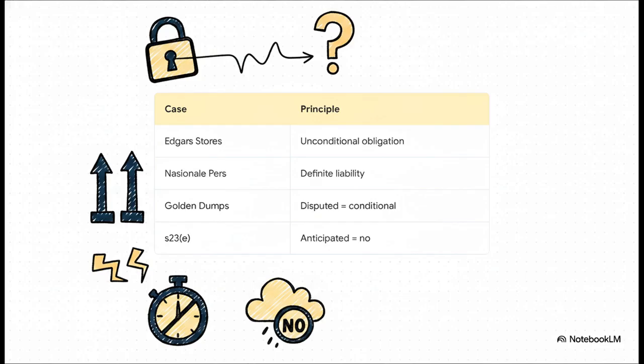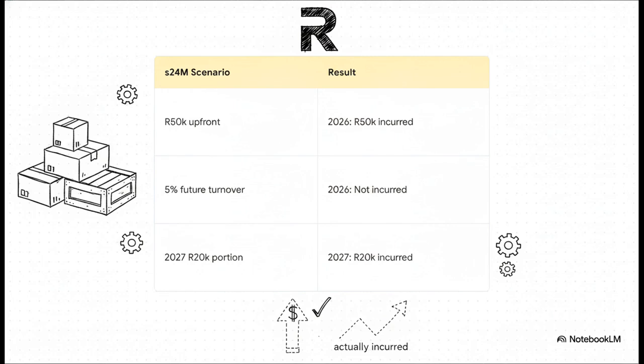Also, keep in mind that provisions for anticipated future losses are entirely prohibited by Section 23E, simply because they haven't actually been incurred yet. So, what happens with unquantified amounts? Let's look at an original scenario dealing with Section 24M. If you acquire an asset, like trading stock, and part of the purchase price is unquantifiable at year-end, Section 24M deems that unquantified portion as not incurred.